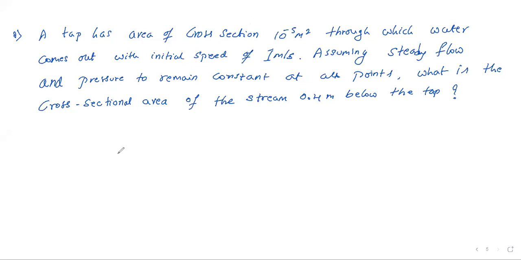And this is the problem. A tap has an area of cross section, which is given: 10 power minus 5 meter square. You can just take it as A1. Through which water comes out with an initial speed, which is also given. Let it be V1, that is 1 meter per second.